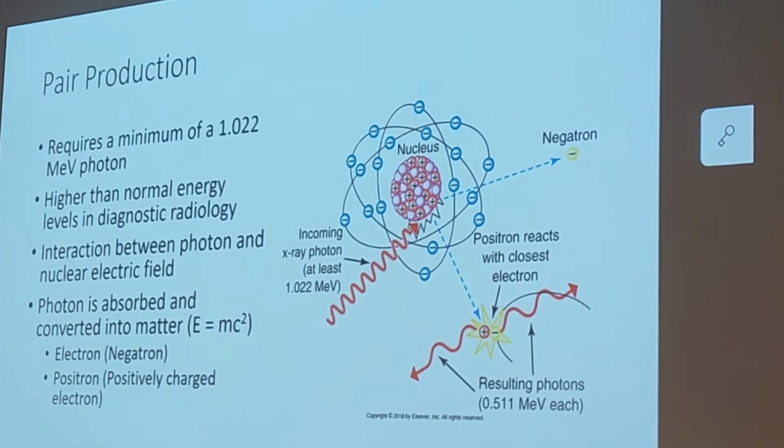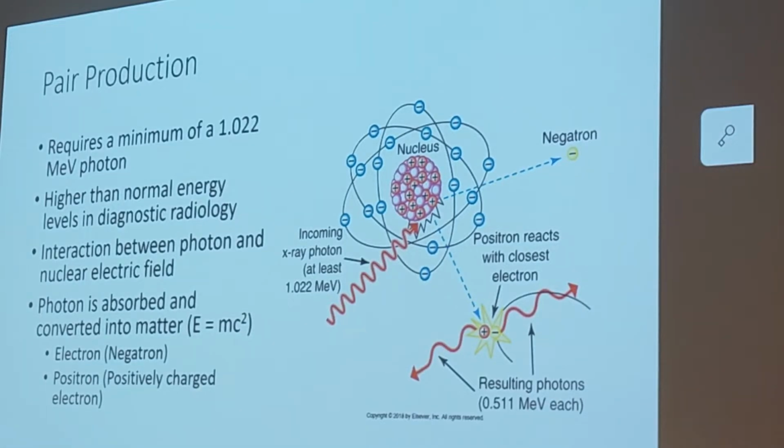All right, so let's focus. We do need to quickly get through this, so let's hurry up. Like I said, since it's measured in MeVs, this will not be found in diagnostic imaging. If you see MeVs, you already know that it's not part of diagnostic imaging. And so the interaction between the photon and the nuclear electric field. This is very key, because no other interaction that we went over is part of the nuclear electric field, okay? So that's very important.